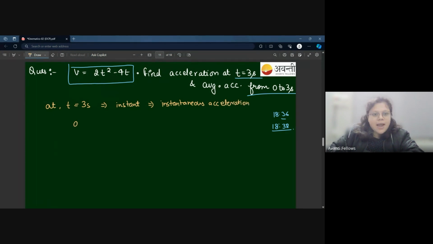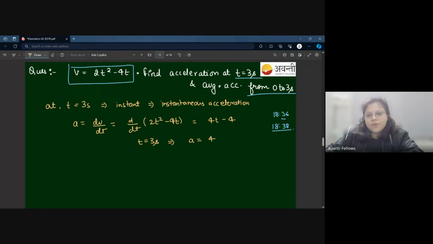Right? And a is equal to dv by dt, which is d by dt of 2t square minus 4t, and it would become 4t minus 4. At the place of t, just substitute 3 seconds. And it would become 4 times 3 minus 4, which means 12 minus 4. And yes, it is 8 meter per second square.